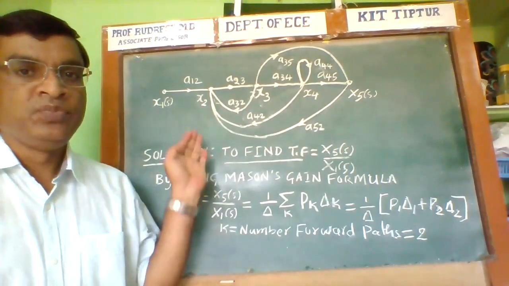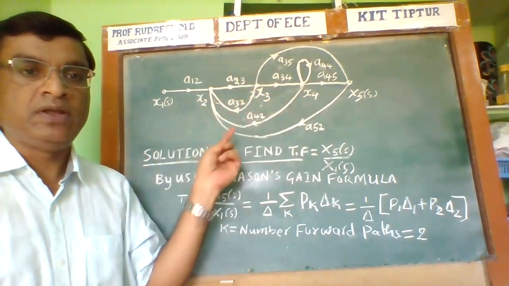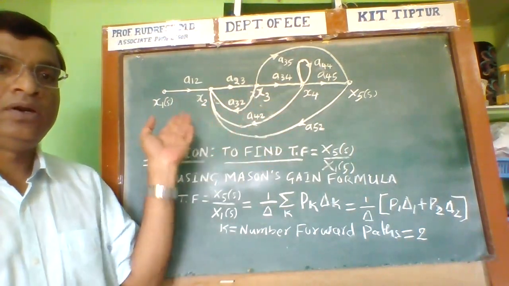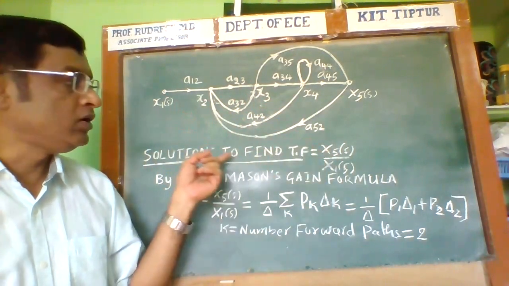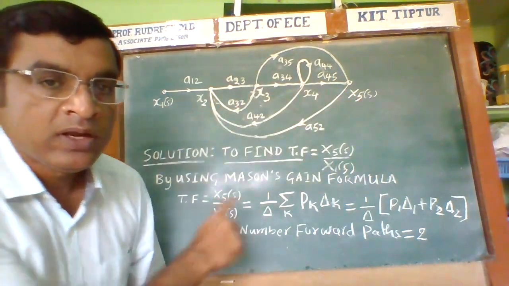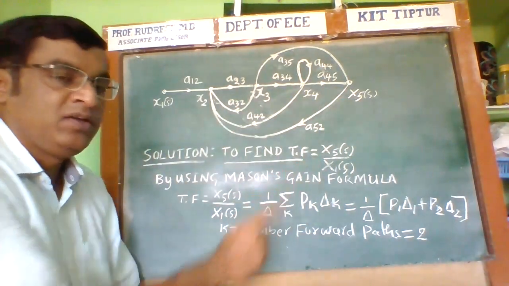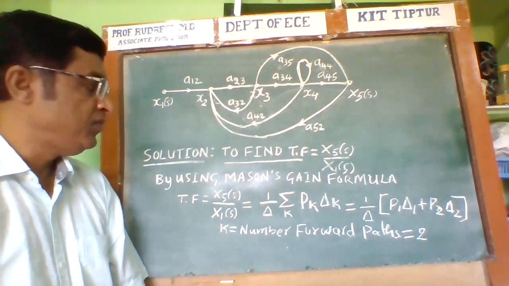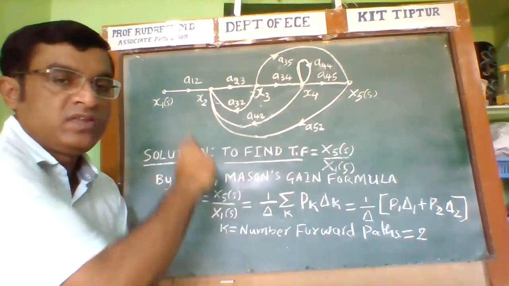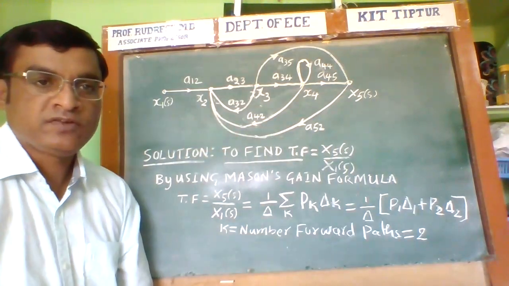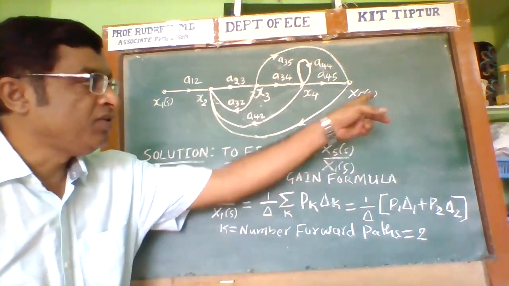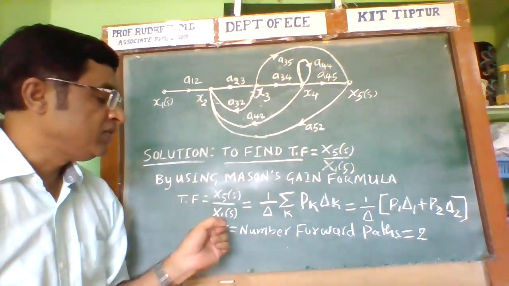Once we construct the signal flow graph for the given algebraic equations, now write the Mason's gain formula in order to calculate the overall gain or transfer function X5(s) by X1(s). The first step is to write the formula. By using Mason's gain formula, we can calculate the overall gain of the system. Mason's gain formula states that the overall gain of the system, or transfer function, is X5(s), the output, divided by X1(s), the input.